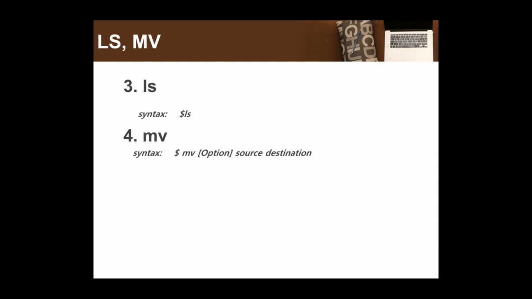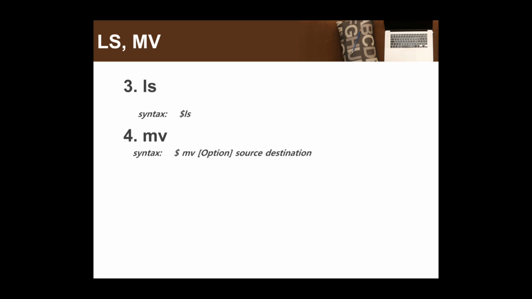Now the next command that we need to understand is ls, the third command. This helps us to list down the files in the current working directory. You just need to type ls and then press enter. As soon as you do this, it will display all the files that are presently in your working directory.